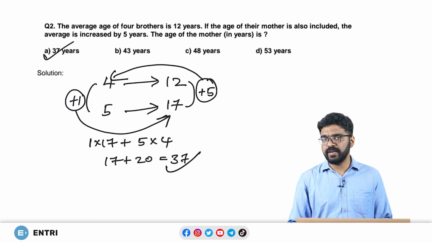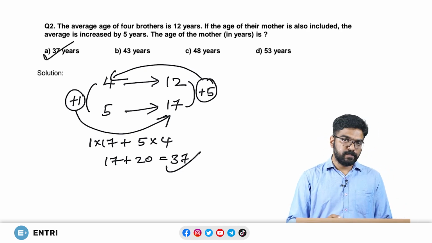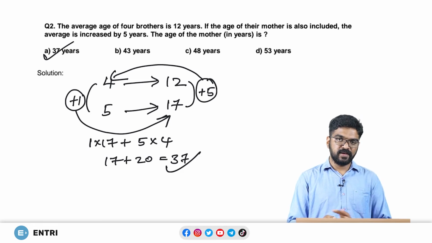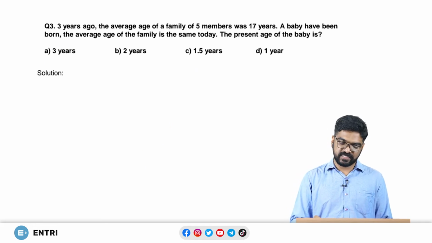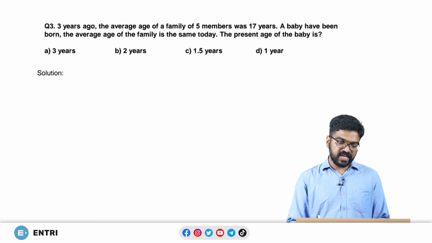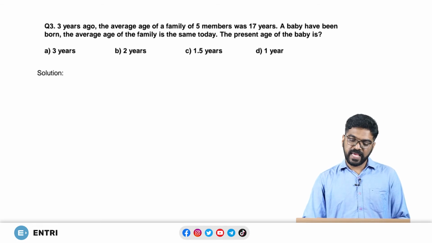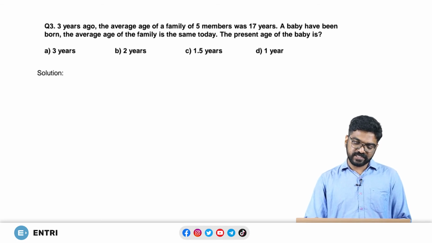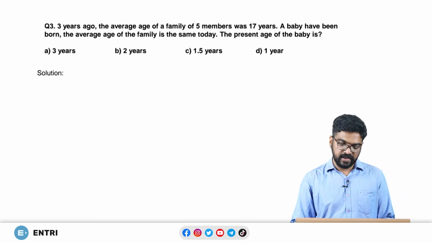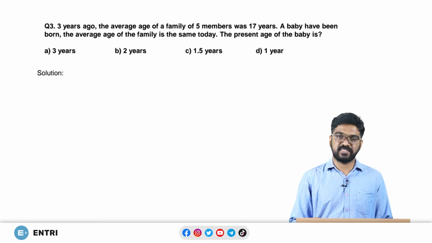Isn't it very simple? Now believe me, we can apply this method for any type of question. Okay, so let's see another question. The question number 3. 3 years ago, the average age of a family of 5 members was 17 years. A baby has been born. The average age of the family is the same today. The present age of the baby is.